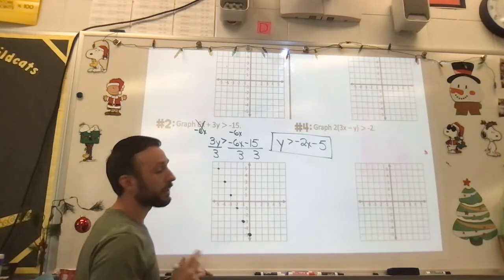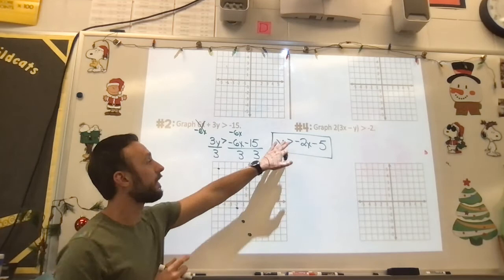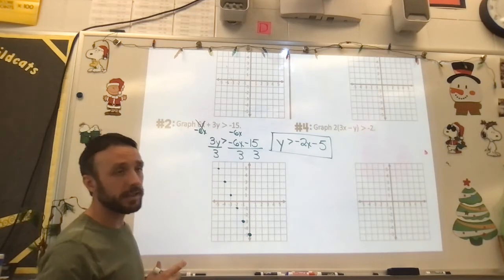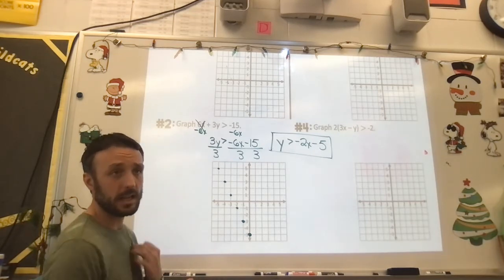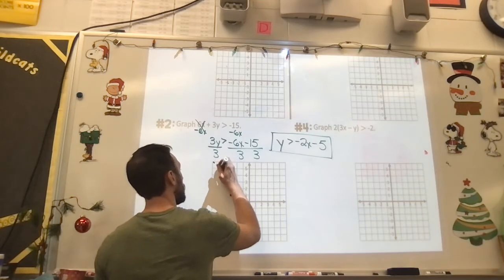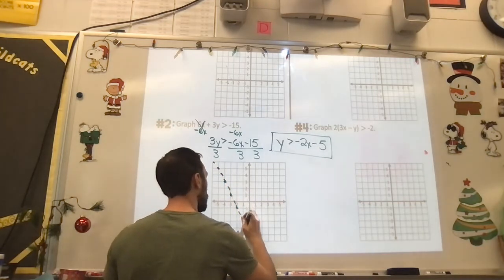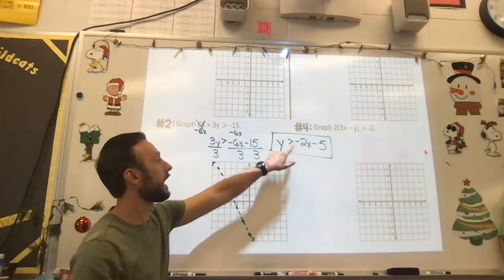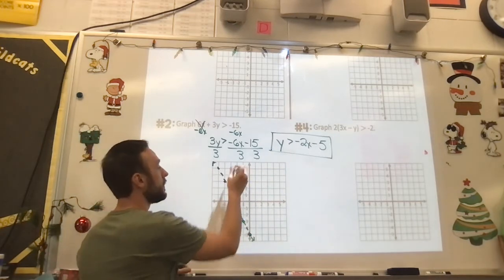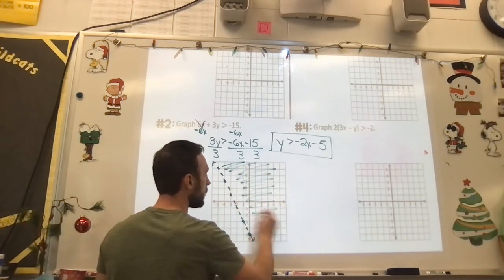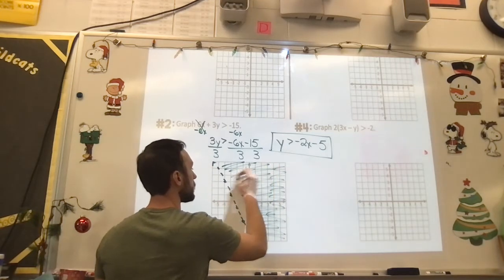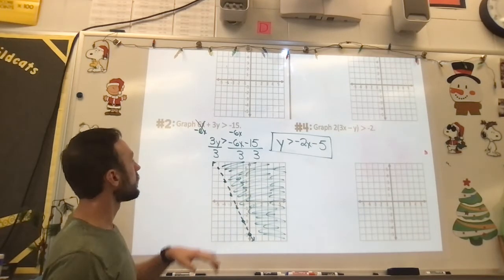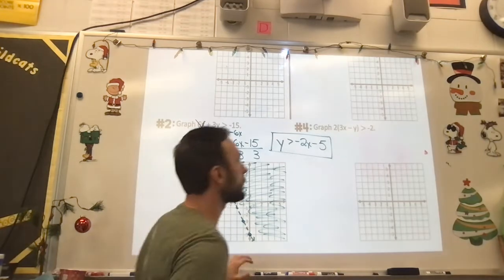But now we need to be careful when we graph our lines, because since this is an inequality and there is no equal to sign, that means the actual line is not part of my solution. So I need to make sure that when I graph my line that it is a dashed line. Just like that. And because it is greater than, I'm going to shade above my line. So that is the linear inequality graph solution to 6x plus 3y is greater than negative 15.